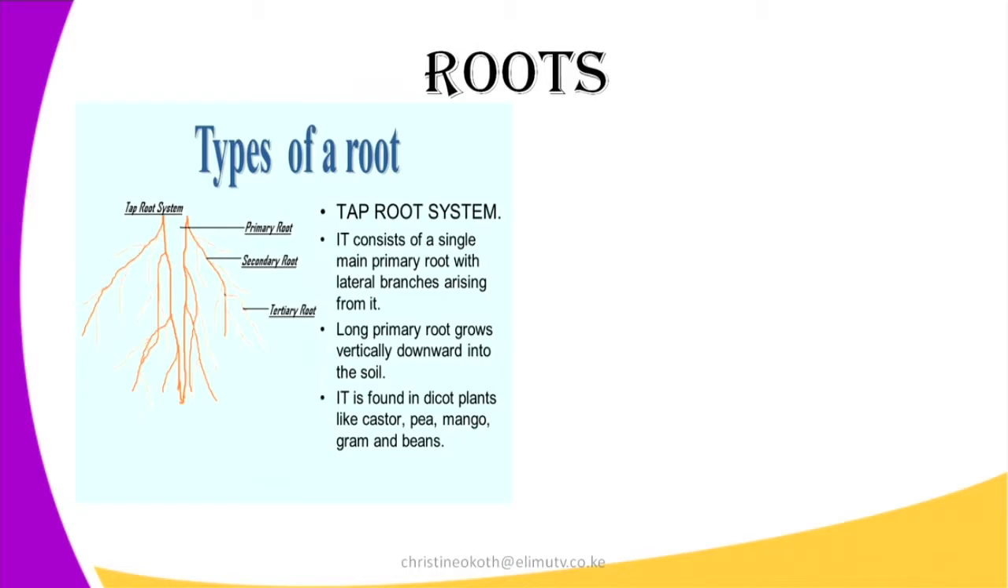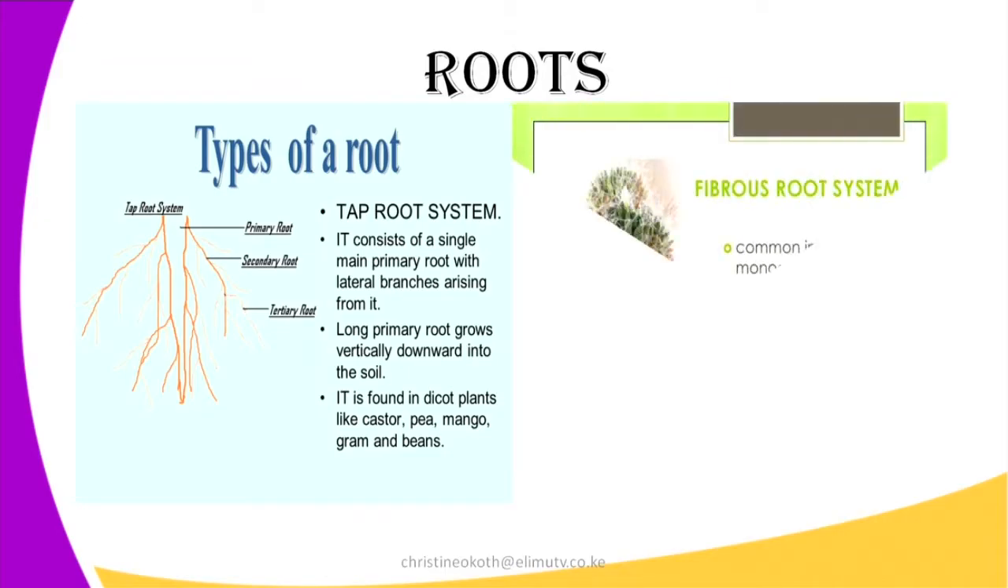So this type of root just has one main root. Then there will be some branches, like the secondary roots, which are emanating from the main root. So we have the primary root, the main one. Then we have the secondary roots. Then you can still have the tertiary roots, but you have the main root system.